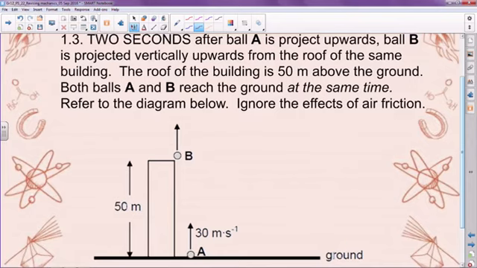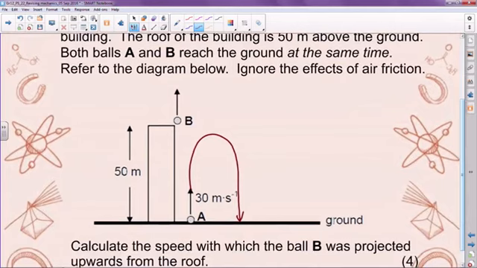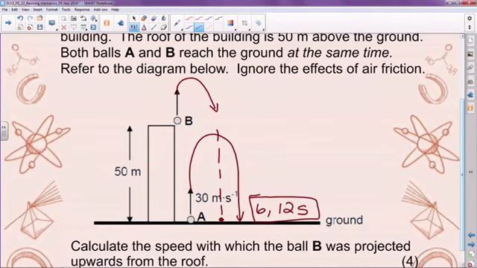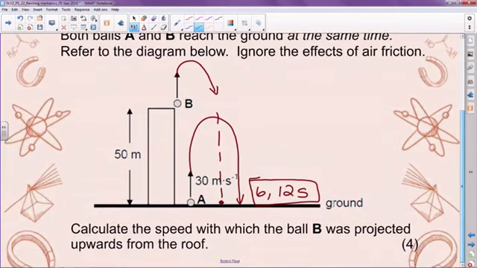So what they're saying to you is ball A goes up and comes down, and that happens at 6,12 seconds. 2 seconds afterwards, ball B is thrown up and then comes and hits the ground. But they hit the ground at the same time. So time is important now, okay? And what they want to know is the speed of ball B with which it's projected. And it's speed, so you don't actually need direction, but it's the speed at which the ball's projected, okay?